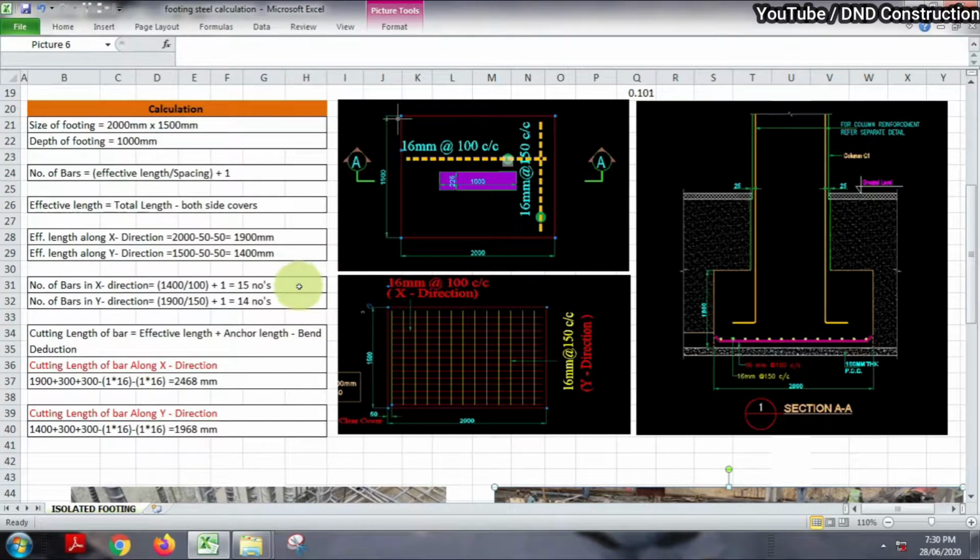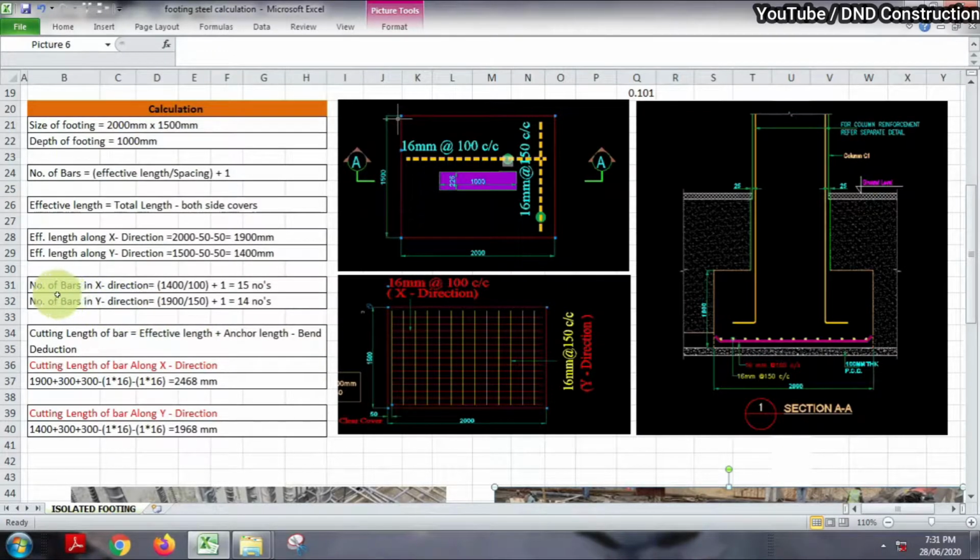After that, we will calculate the number of bars in the x direction and the number of bars in the y direction. Just remember, friends, when we calculate the number of bars along the x direction, we take the effective length of the y direction. When we place steel bars in the x direction, we are using the y direction length, because the width of the y direction is where we can place the steel bars.